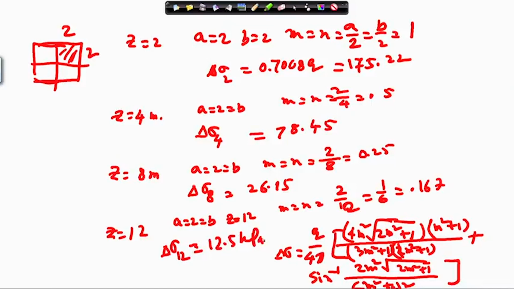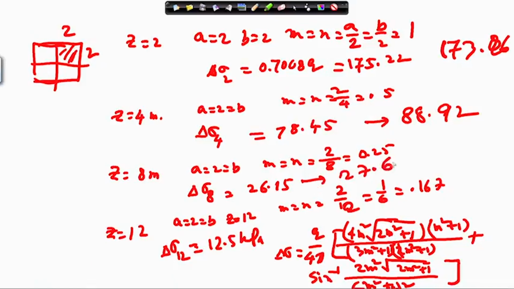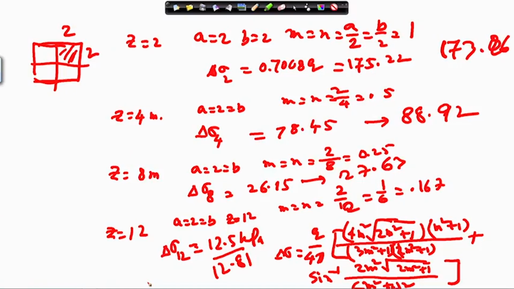So, already with the point load we have got some values, corresponding to this one I had got 173. You can compare here 173.26, corresponding to this from the point formula we have got 88.92, and here instead of 26 we have got 27.63, and the last one 12.5, there we have got 12.81. So, comparing the point load formula and the corner formula, when you divide into 4 parts, you can obviously see they are quite close.